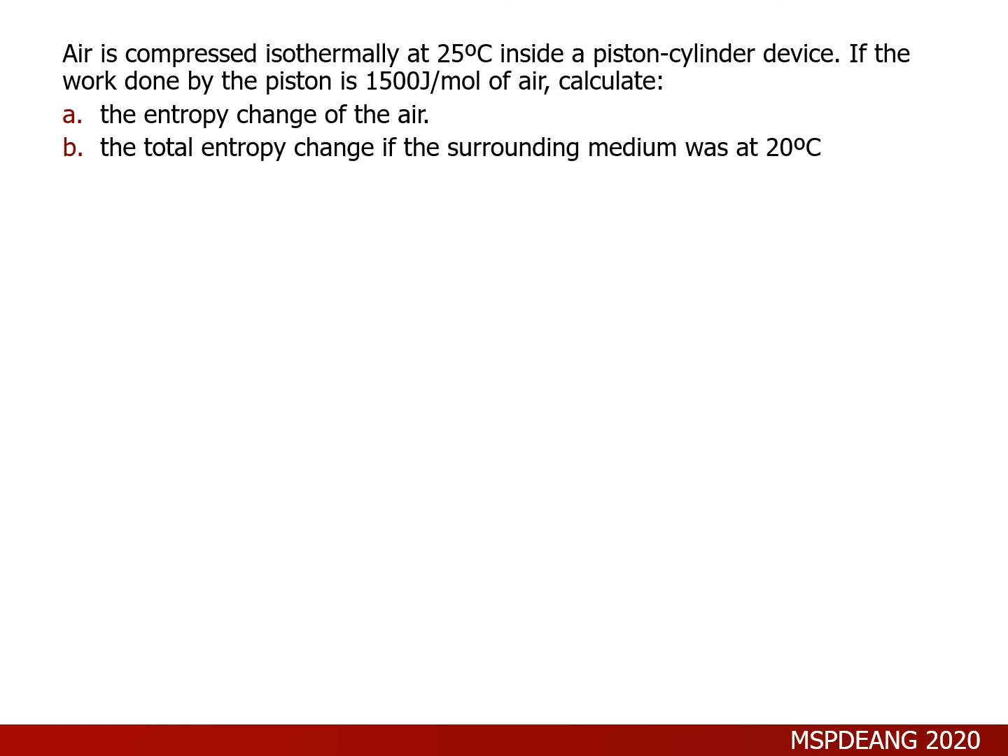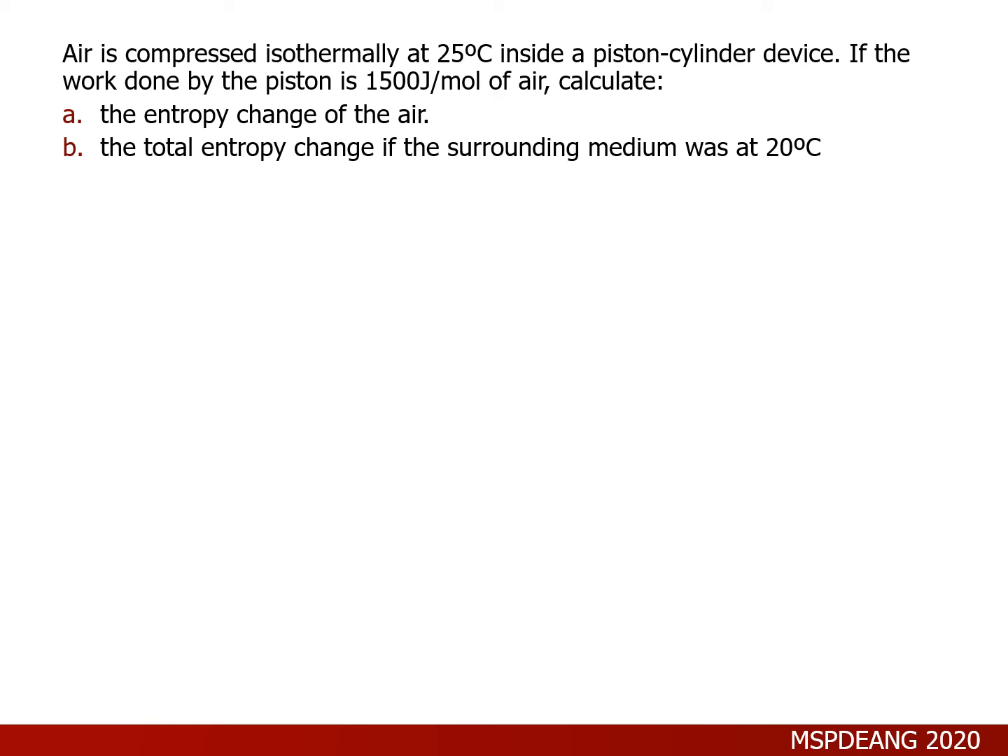Okay, let us now consider this scenario. We have the isothermal compression of air inside a piston cylinder device. If the work done by the piston is 1500 joules per mole of air, calculate A, the entropy change of air, and B, the total entropy change if the surrounding medium was at 20 degrees Celsius.